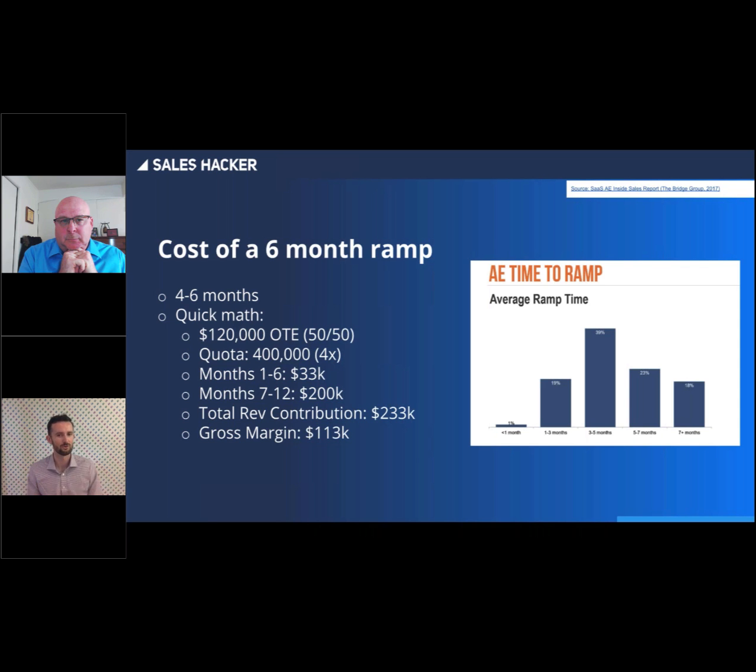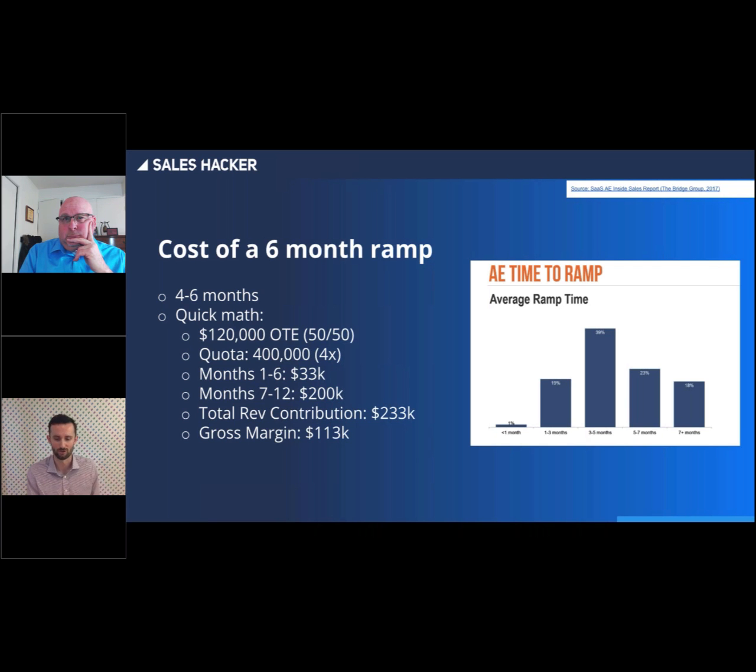Well, their revenue contribution in the first 6 months is going to be about $33,000. Then for the remaining 6 months of that first year, now that they're ramped and at productivity, you're going to get about $200K back for a fully ramped AE. So the total revenue contribution from that AE is about $233,000 for the year. And the gross margin the business makes once the AE is paid out, not factoring in the rest of the customer acquisition costs like marketing and success and everything else, is $113,000.